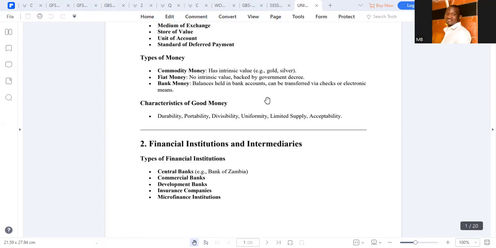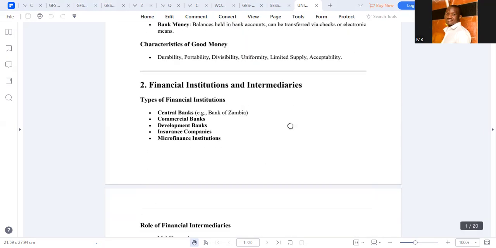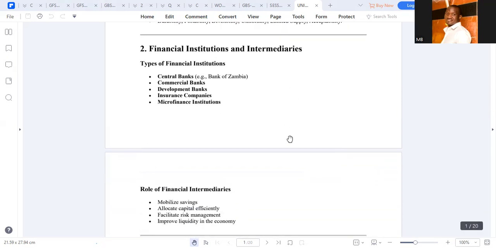So characteristics of money are that money is what? Durable, portable, divisible, it has uniformity, limited supply, and acceptability. So we go to financial institutions and intermediaries. So there are different types of financial institutions and intermediaries. We have the central bank in Zambia, the Bank of Zambia.